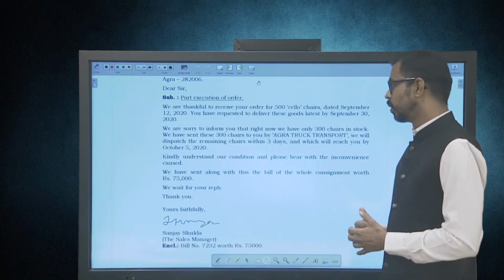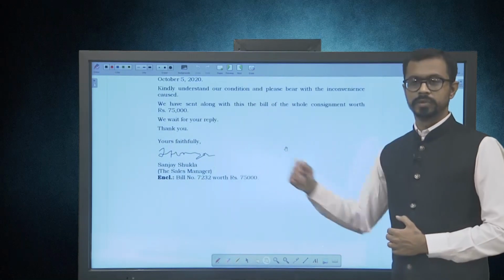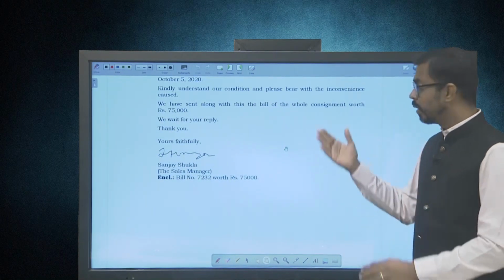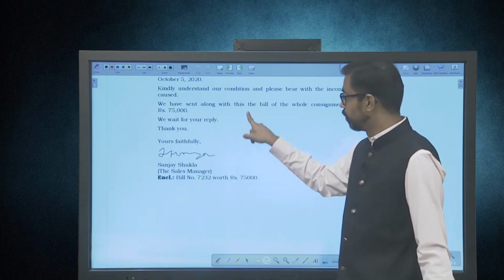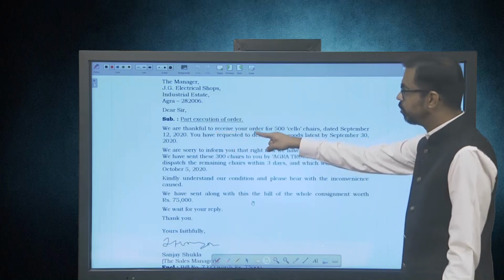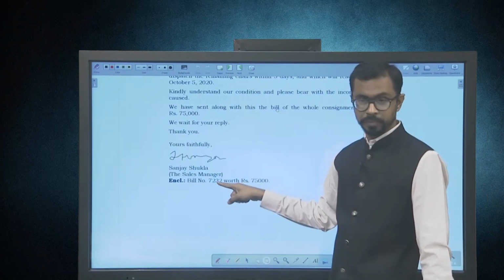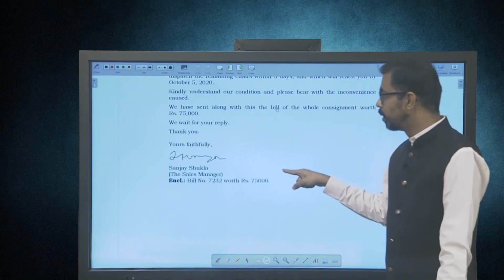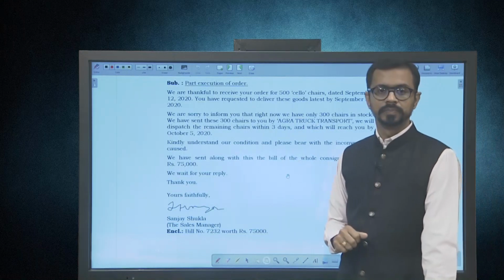Thank you. Yours faithfully. And what does it include? The enclosure. Now, we have already mentioned that there are 2 things mentioned earlier. The first, thankful to receive your order. So, the first enclosure is the bill number, worth Rs 75,000, that is mentioned as we are sending the bill. Okay.